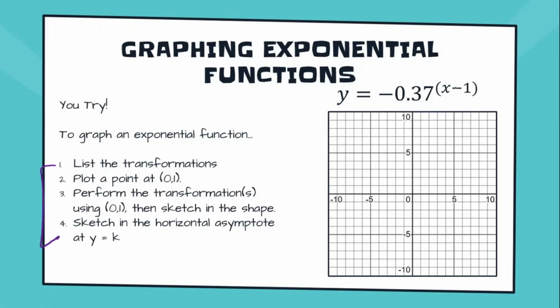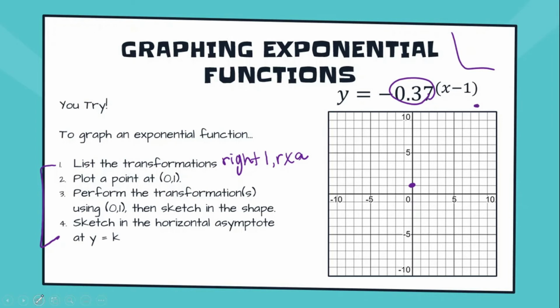Okay, we're going to follow these steps here. So we're going to list the transformations first. It says -1, so it's going to go to the right one first. And then there's a negative on the outside, so reflect the x-axis. And let's look at what the shape will look like. Our base is between 0 and 1, so this guy's actually going to start off decreasing. And here we go.